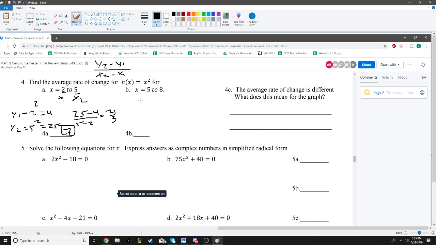Okay, when you do the same thing for this one, we have 5 squared is 25. 8 squared is 64. So the rate of change is 64 minus 25, all over 8 minus 5. And that gives us 39 divided by 3, which is 13. So the average rate of change is different. What does that mean about the graph? It means it's not linear.